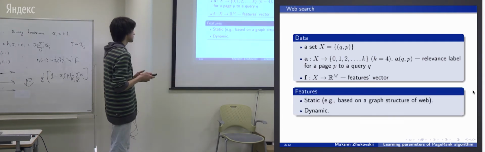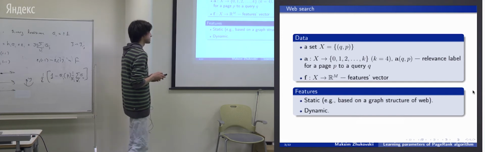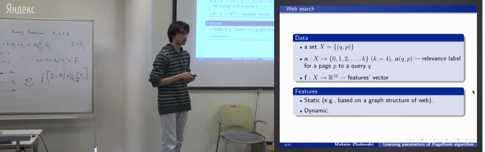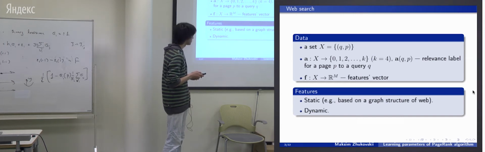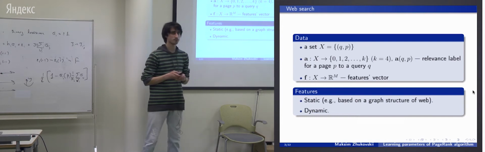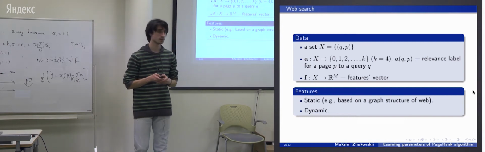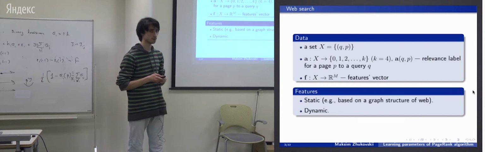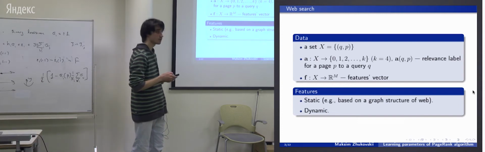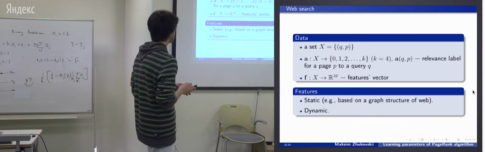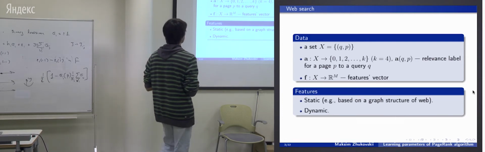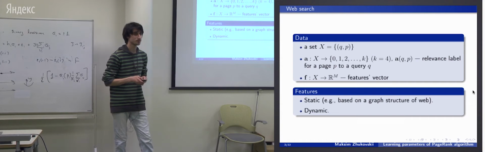And these features can be static or dynamic. Static means that they do not depend on a query, and dynamic features depend on a query. For example, static features can be based on the graph structure only. For example, PageRank is a static feature. How large can m be? For example, 500 or 1000.